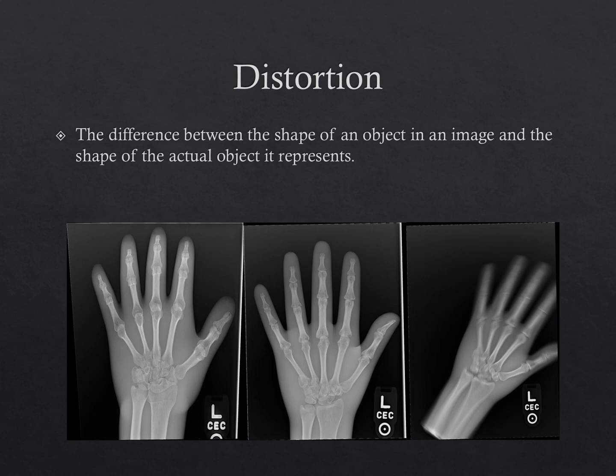Distortion. The last half of this PowerPoint, we're going to talk about some different types of distortion. So distortion is the difference between the shape of an object in an image and the shape of the actual object it represents, the patient. So here's some examples of some hands. This is actually the experiment you guys will be doing in lab to demonstrate elongation, foreshortening, and motion.